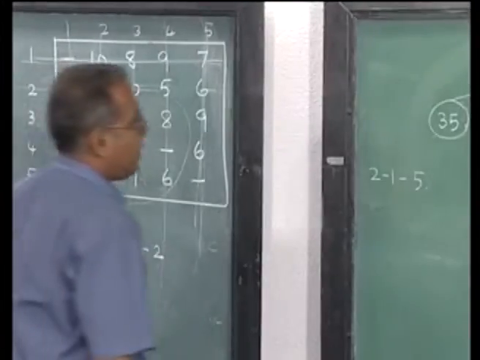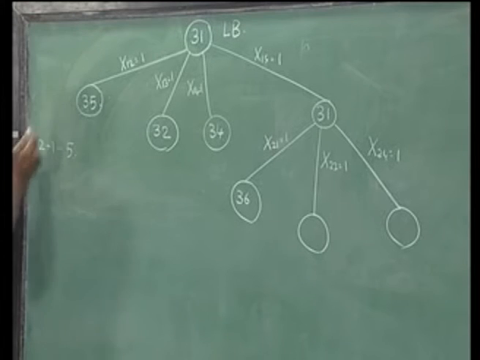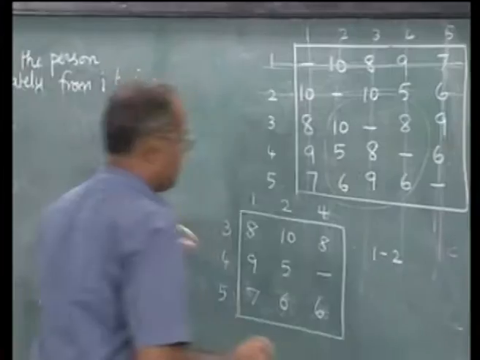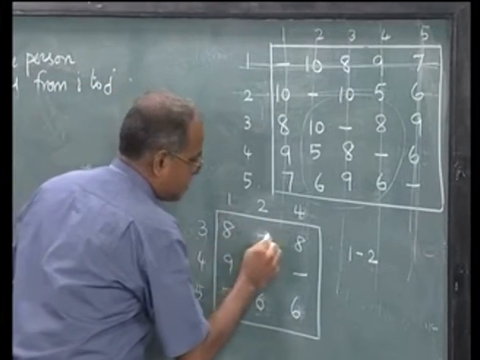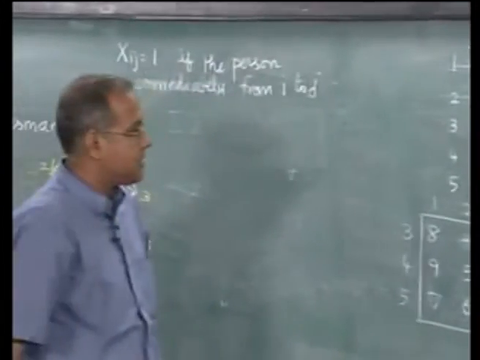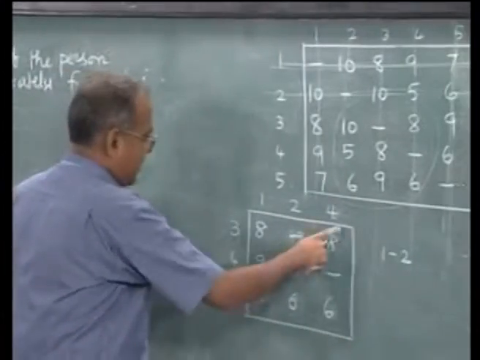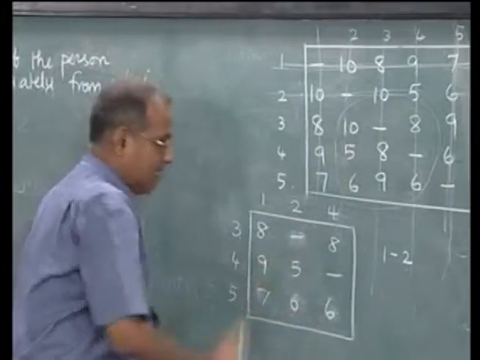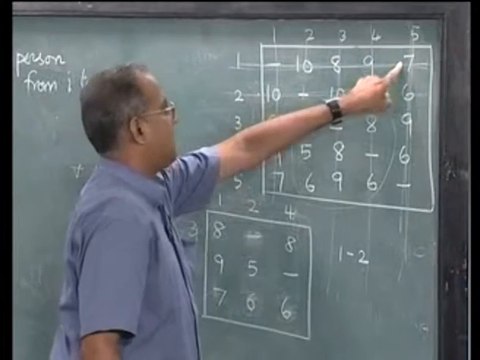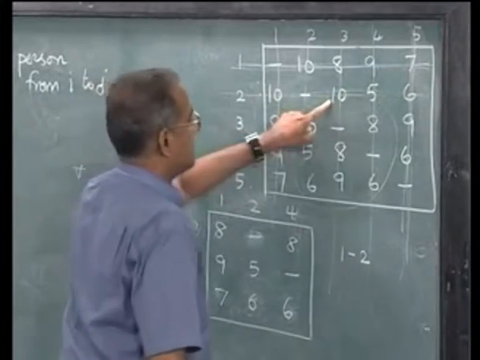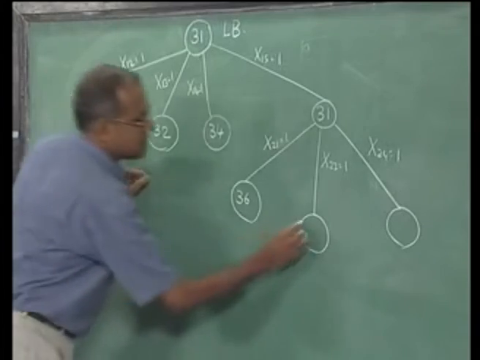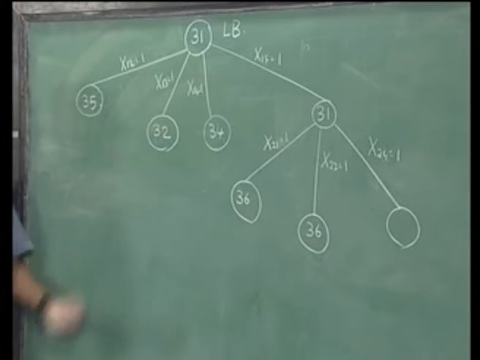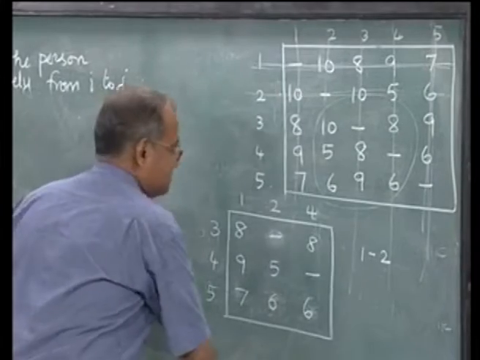Now, I have 1 to 5. Now, this is 1 to 5 and 2 to 3, and because I have 2 to 3, I should not have 3 to 2. So, I put a dash here and get the row minimum 8 plus 5 13 plus 6 19, 1 to 5 is 19 plus 7 26 plus 10, I get 36. So, when I do 1 to 5 and 2 to 3, I get 36 here.